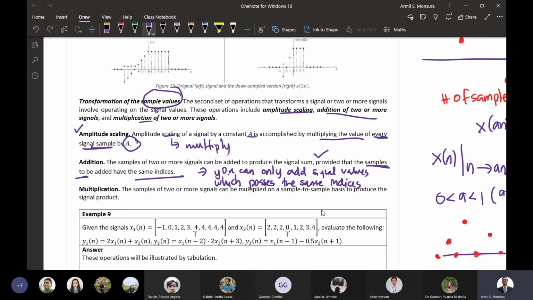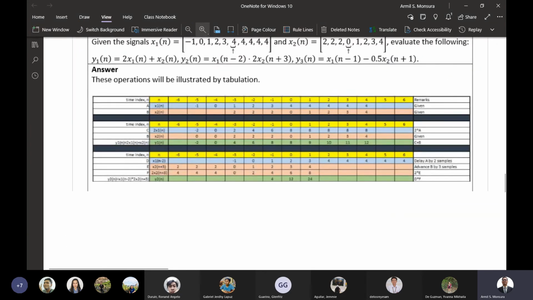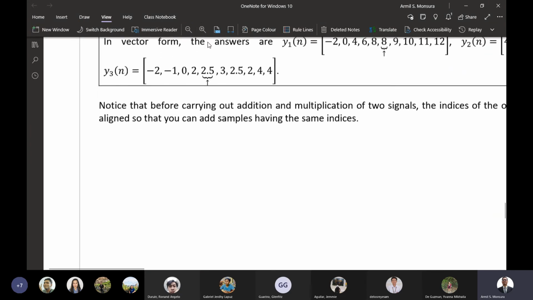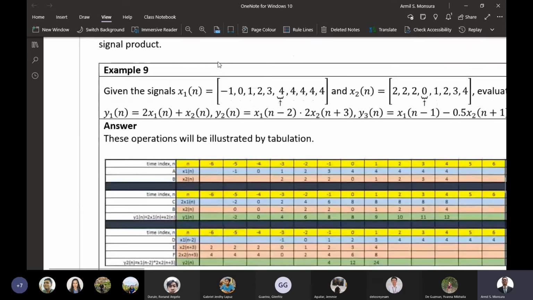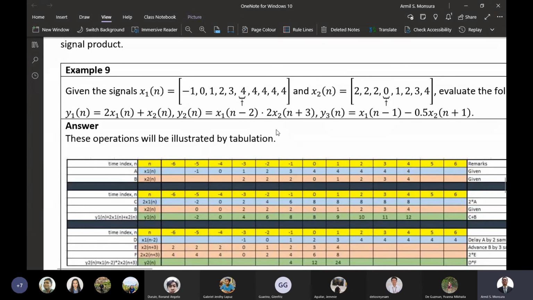Okay, tingnan natin itong example 9, no? Para mas maliwanagan natin. Okay, so dito, we have signals x1 at saka x2. Okay, we have signals x1 and x2. Okay, so ngayon, we have to evaluate una is itong signal y1, okay, which is ito yung set of operations na gagawin nyo.